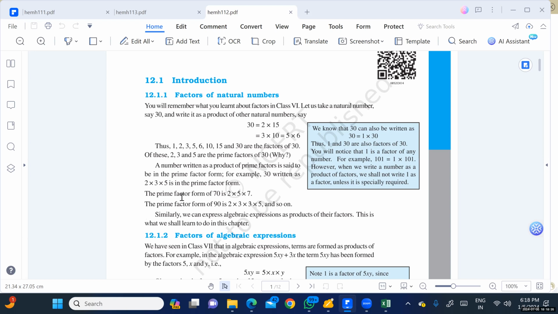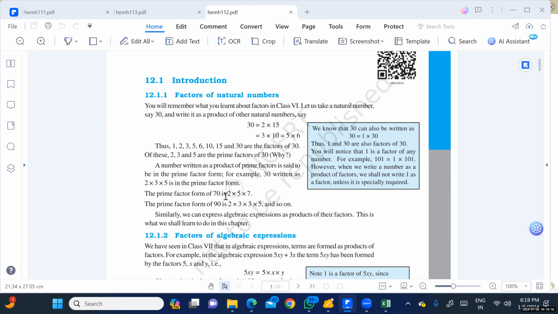So the prime factor form of 70. If I say, what are the prime factors of 70? It is 2, 5, and 7. If I say, what are the factors of 70? It can be 2, 5, 14. You understand? So when I say prime factor and when I say factor, it might be different. When I say prime factor, it will be only those numbers which are prime numbers, which can actually divide 70. Utkarsh, is this clear?